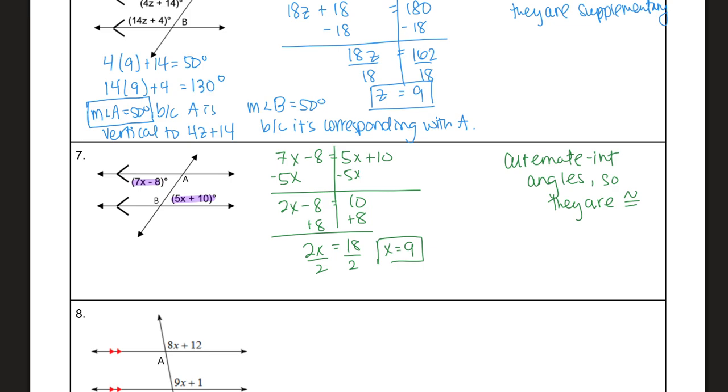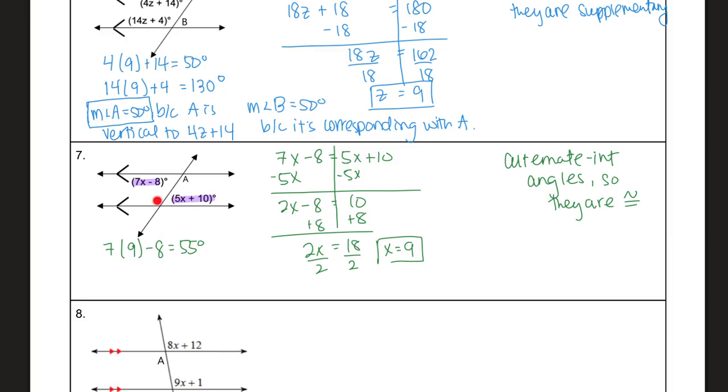Now we want to use that to find the measure of angle A. So first let's plug in x. So 7 times 9 minus 8 gives us 55 degrees. And remember that if this is 55, then we know that this is 55 because they're alternate interior angles.